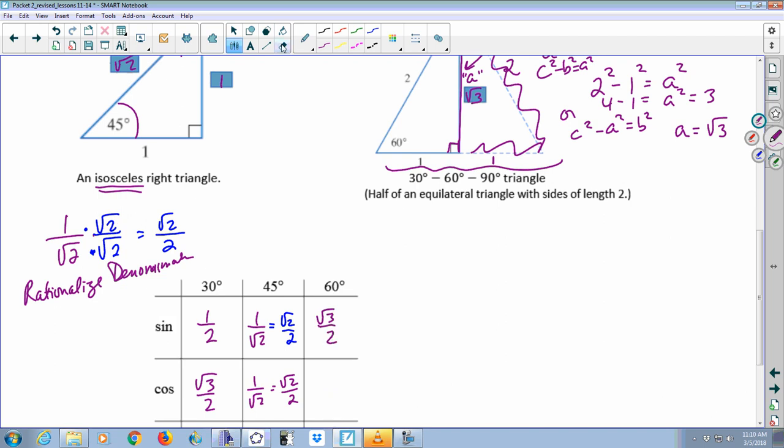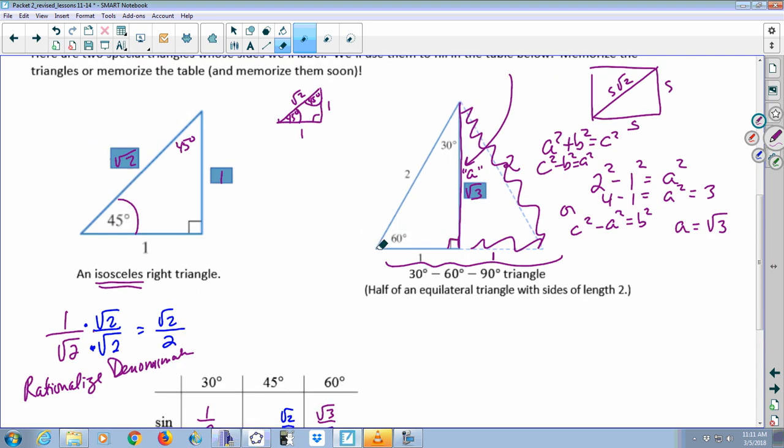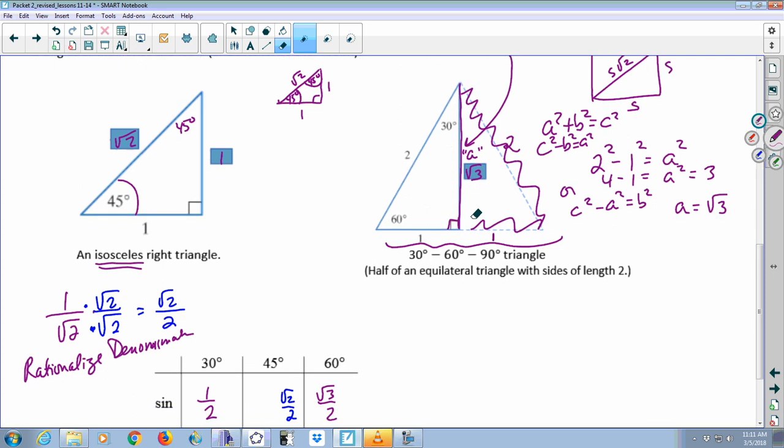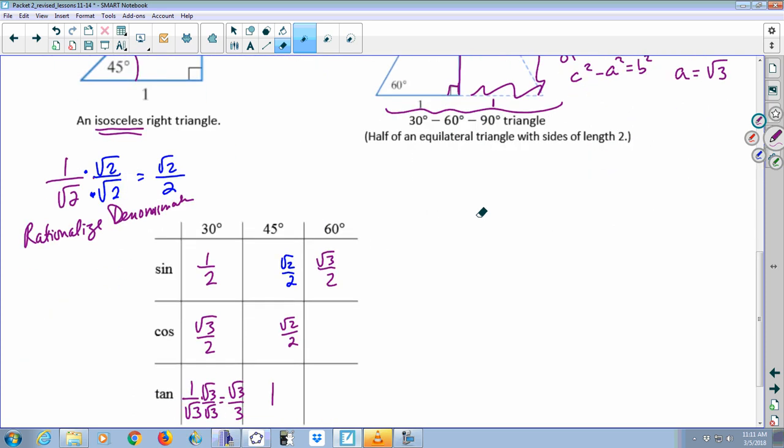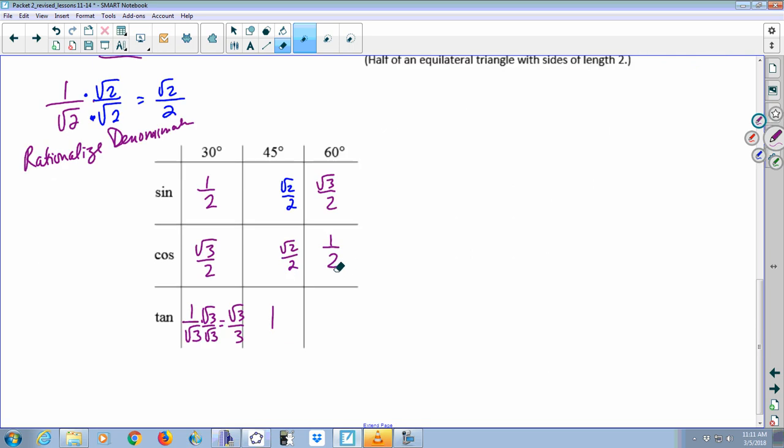And I'm going to pull out this piece for a minute. Just call it square root of 2 over 2, square root of 2 over 2. You'll see why in a minute. Pull that out. And what's the cosine for 60? Adjacent 1 over 2. Oh, they just swapped places. Look at that. Isn't that interesting? The sine of 30 is the same as the cosine of 60. The cosine of 30 is the same as the sine of 60. I wonder why that works.